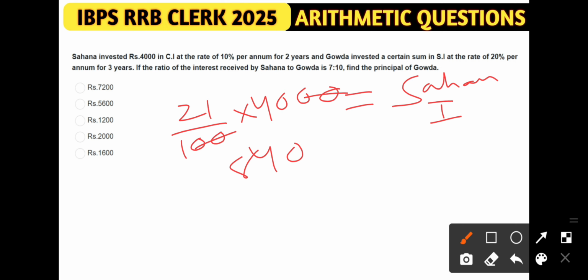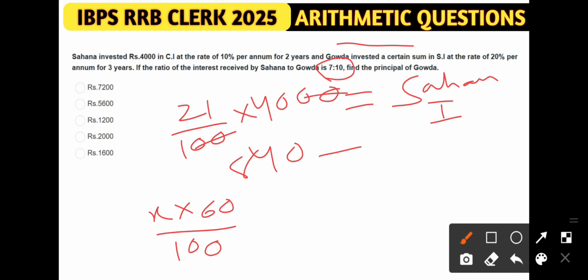Okay, Gowda invested a certain sum in simple interest at 20% per annum for 3 years. Some amount invested for 20% for 3 years means 60%. If the ratio of the interests received by Sahana to Gowda is 7:10, Sahana got 840. It is saying that 840 is nothing but 7 parts. So 7 parts value is 840, means 1 part value will be 120.